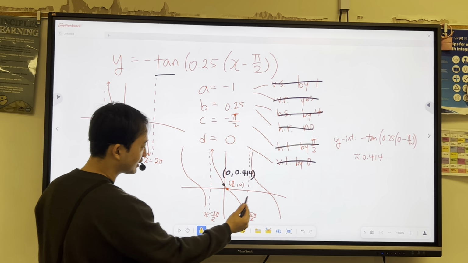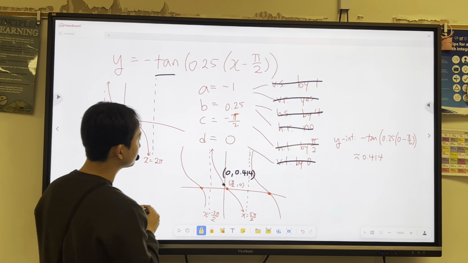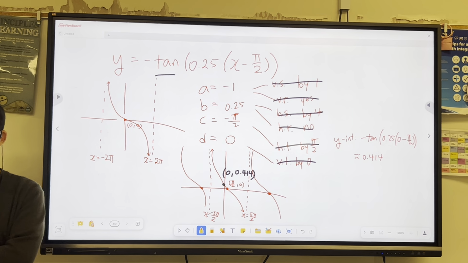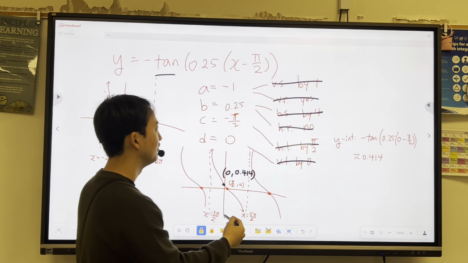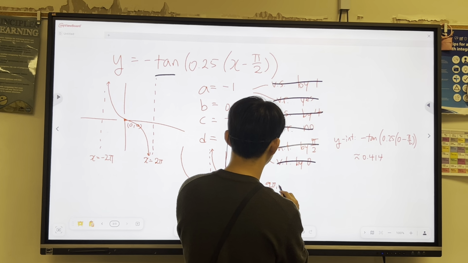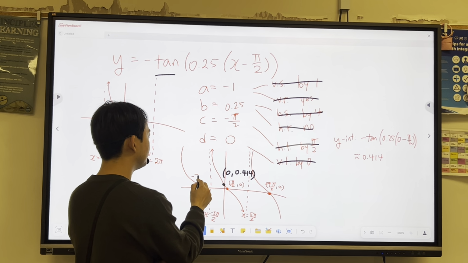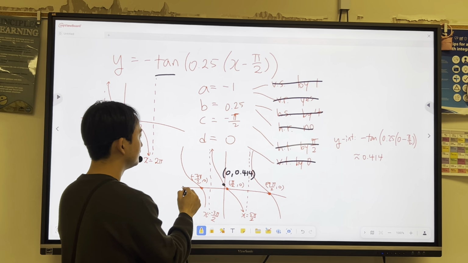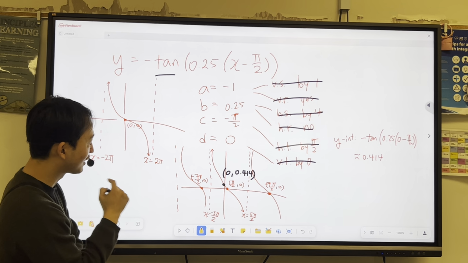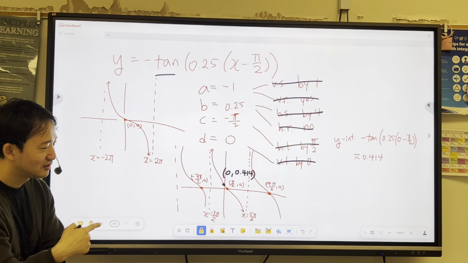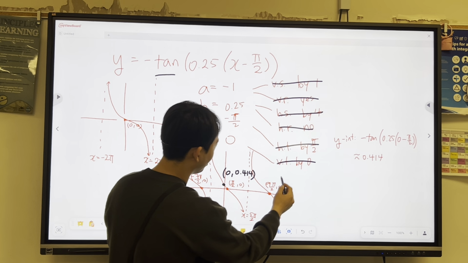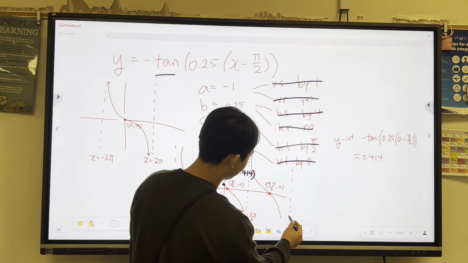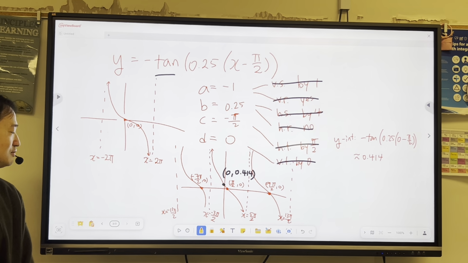If you want to label more x-intercepts, you would like to. My period used to be pi, but now it's 4 pi. So pi over 2 plus 4 pi is 9 pi over 2. Minus 4 pi, negative 7 pi over 2. If you wish to find more x-intercepts, negative 3 pi minus 4 pi, negative 11 pi over 2. And then 5 pi over 2 plus 4 pi, 13 pi over 2. If you want to find it.